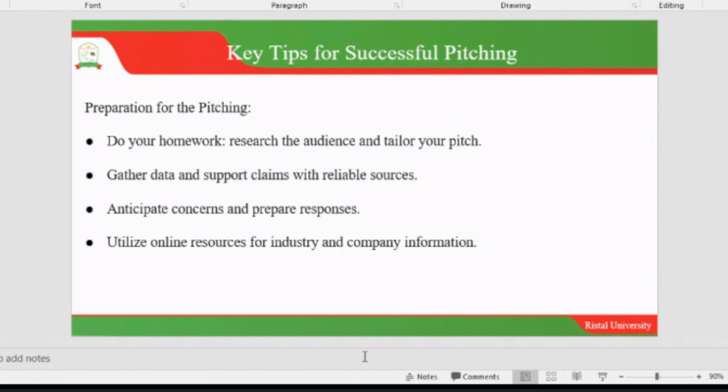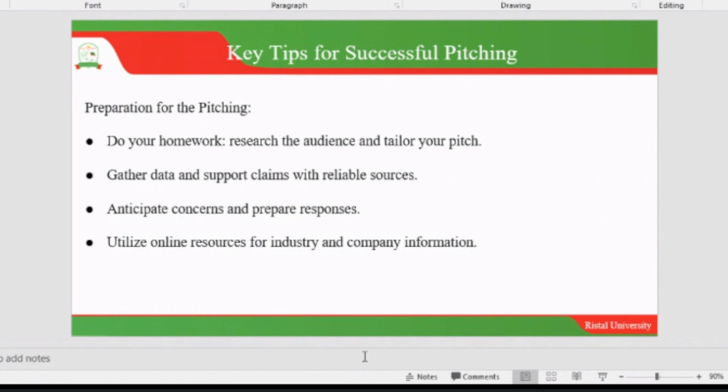Okay, so the key tips, generally, when you are preparing for a pitch, you should do your homework, research the audience, and tailor your pitch to that audience, like we have said earlier on. Gather data and support claims with reliable sources. I cannot overemphasize that. You have to be having data to support what you are claiming.